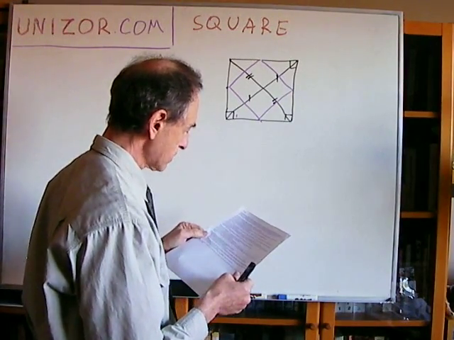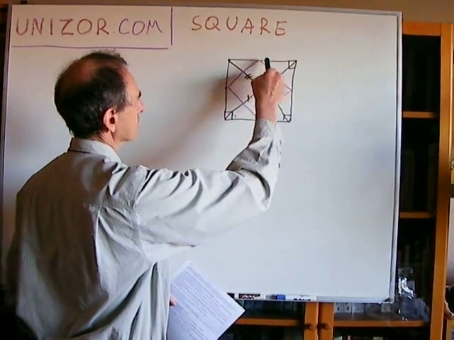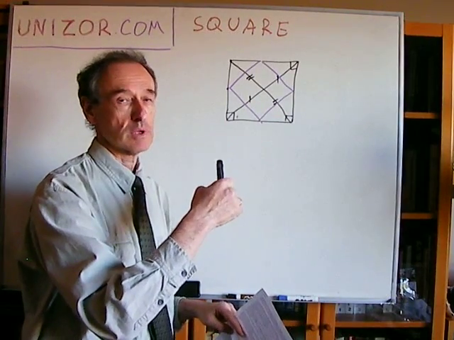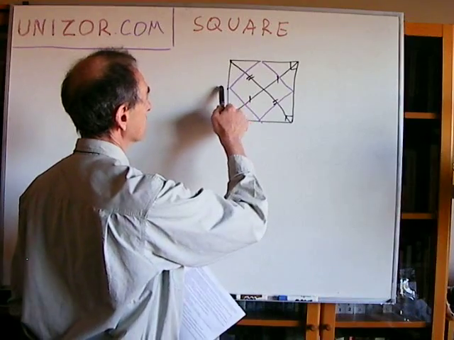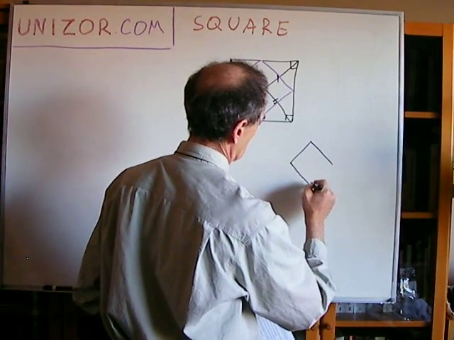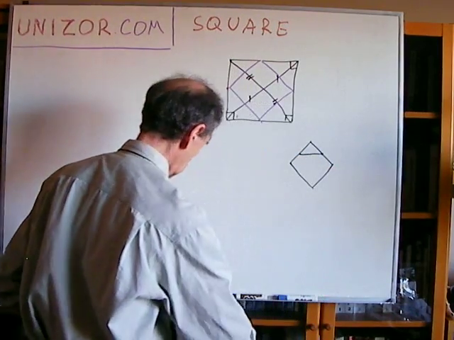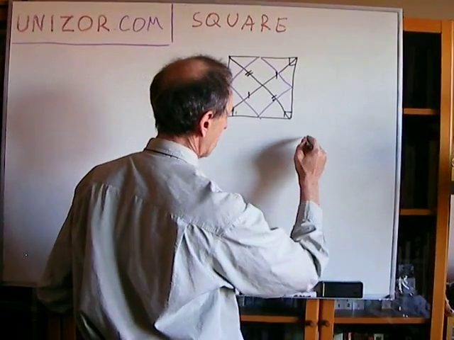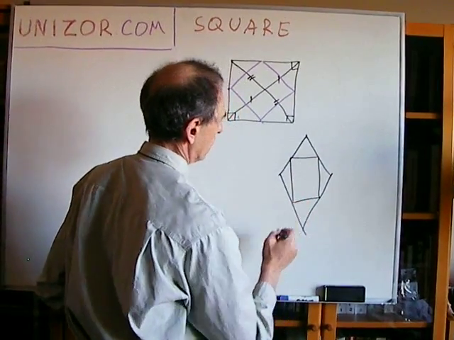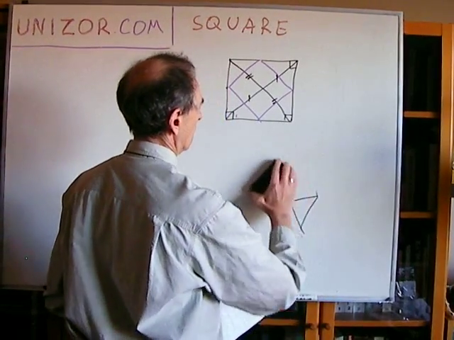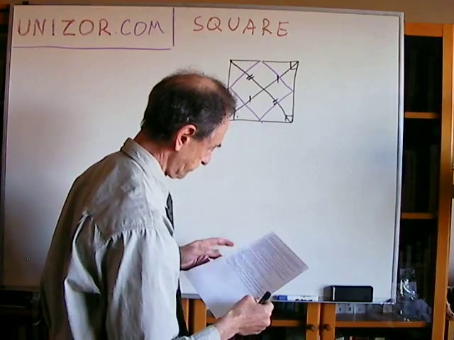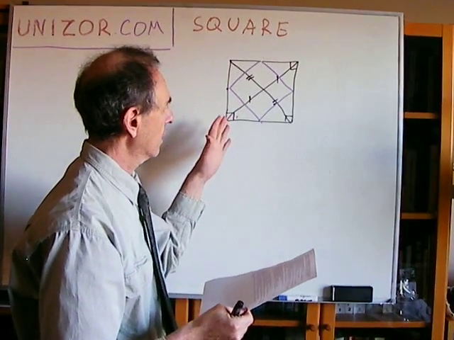Sequentially connected midpoints of a rhombus form a rectangle. Since it's a rhombus, this is not just any parallelogram, as we derived from the consideration of the parallelogram, but actually a rectangle. Let me just draw a different rhombus, more narrow. If you connect midpoints, you will have a rectangle. So this is a rectangle now. Next. These are basically the properties which we have inherited from the parallelogram and the rhombus.